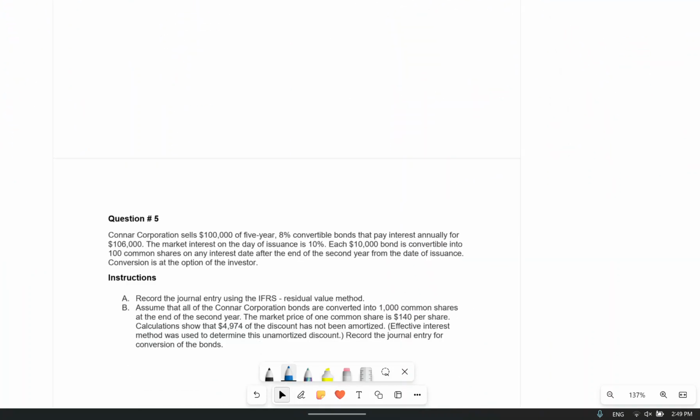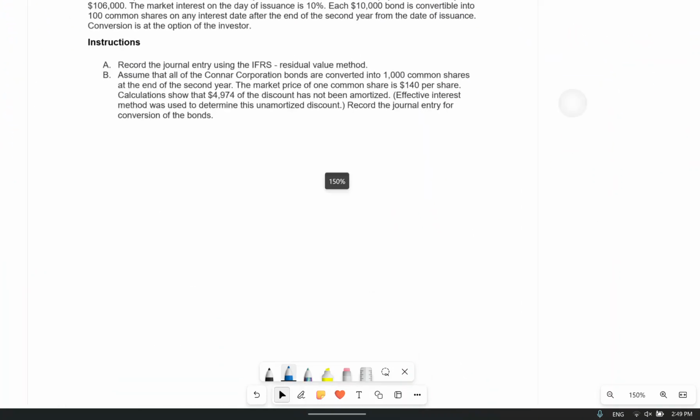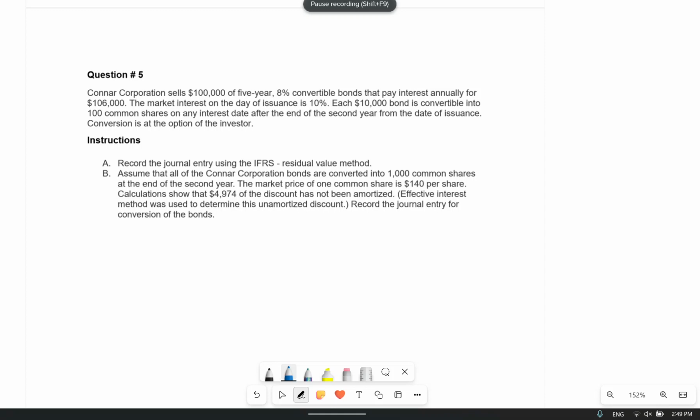So going further, we have this, my contributed surplus. When you have a conversion, when you convert, what happens? They're saying Connor Corporation sells 100,000 5-year 8% convertible bonds, and interest is payable annually for 106,000. The market rate is 10%.